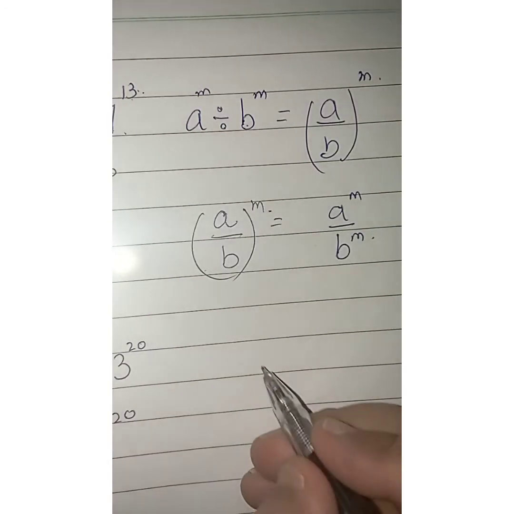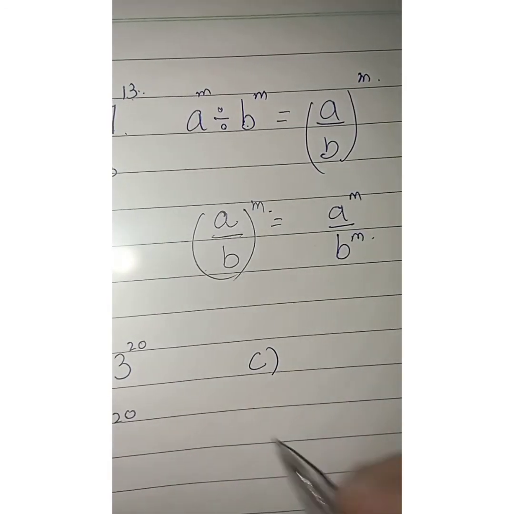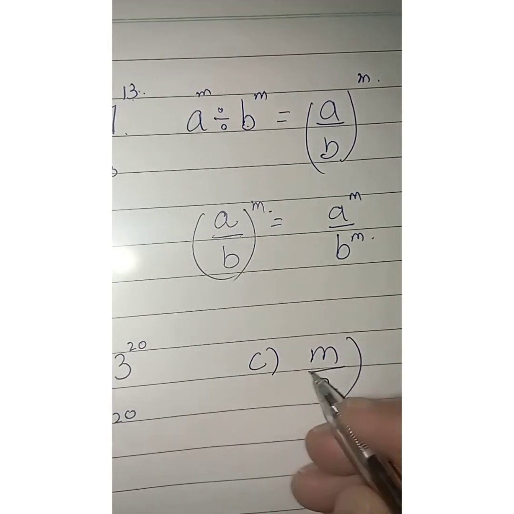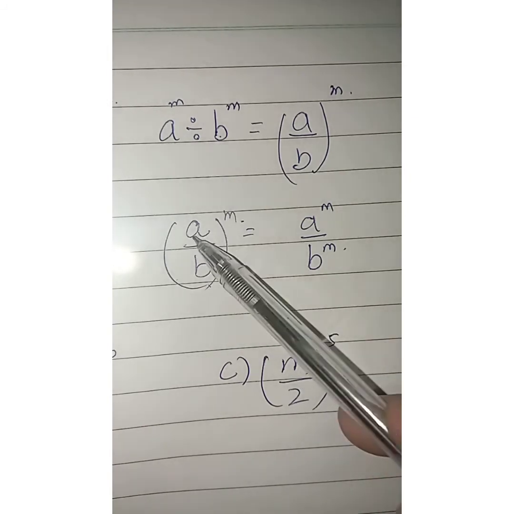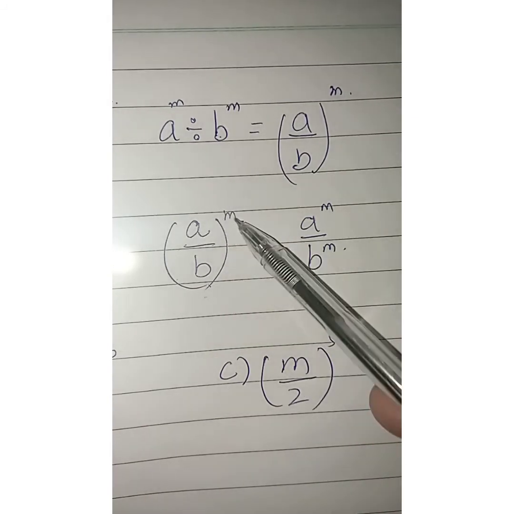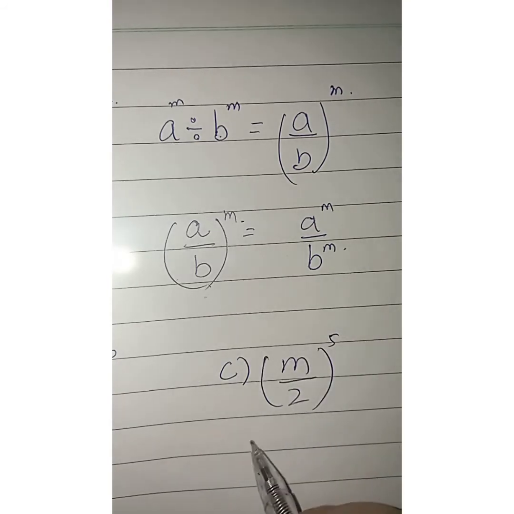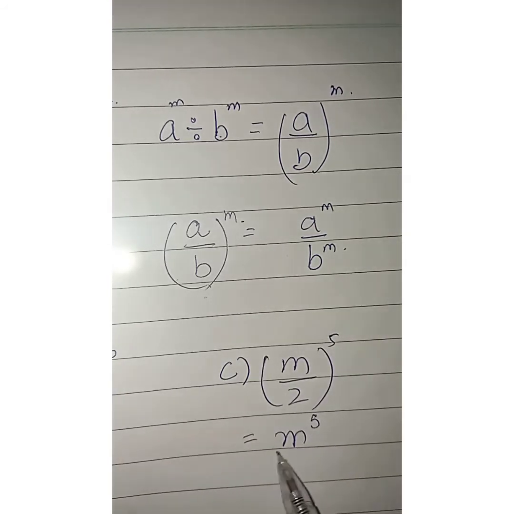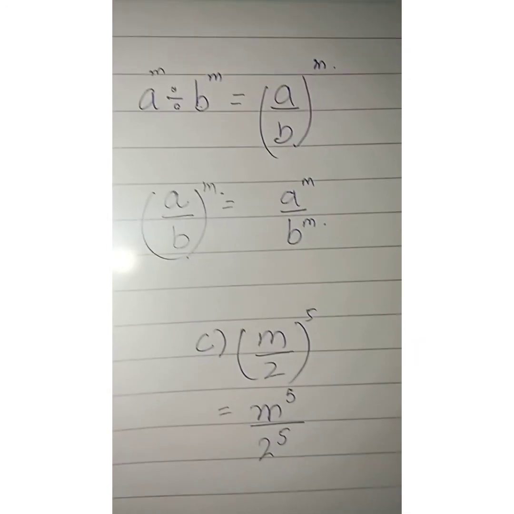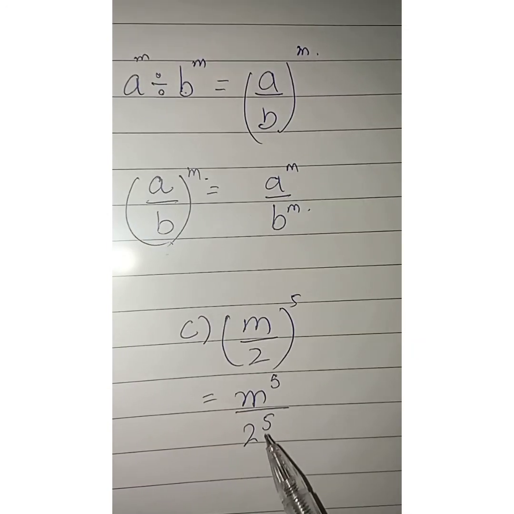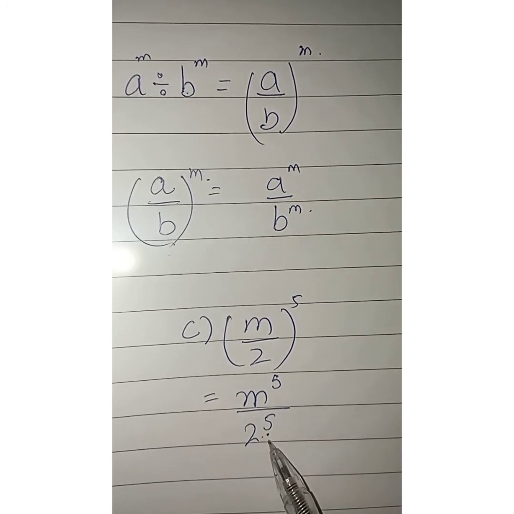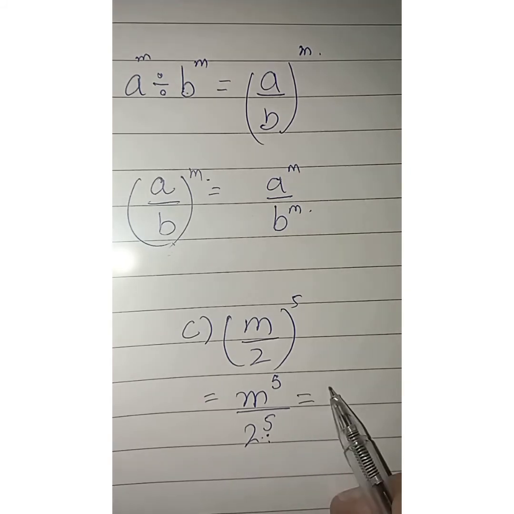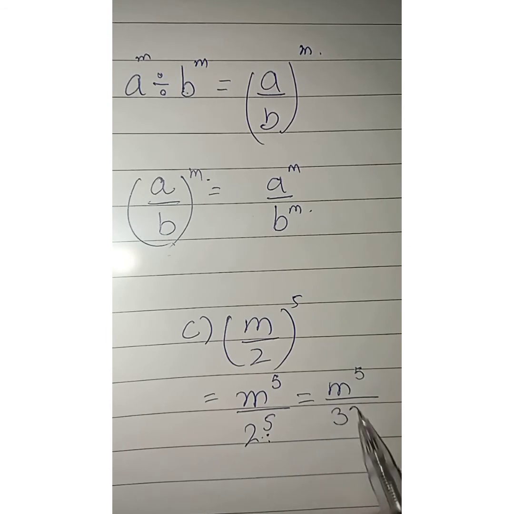Now it comes to C part. When it comes to C part, it is simply (m/2)^5. Now we will apply this rule, and we will divide the numbers by using this power. So the power will be applied to both the numbers inside the bracket, so m^5 over 2^5. As it's not a very big index, we can work out 2^5, which is 32, which means that we are actually multiplying 2 five times: 2 times 2 times 2 times 2 times 2, so it is m^5 by 32.